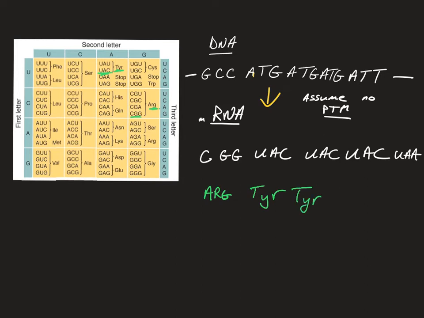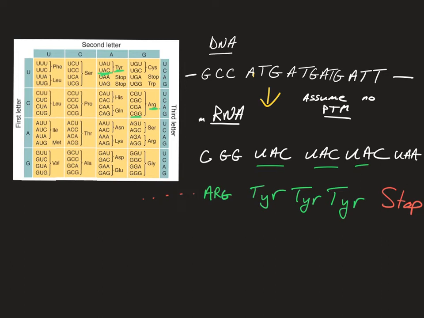What's the next one? Tyrosine, you got that in a row as well. So you got 3 tyrosines in a row. Then what do you get? Then you get a stop. Then it stops. That's it. This could be a very long protein, but the very end of it is arginine, tyrosine, tyrosine, tyrosine. Is everybody okay with that? Yeah. All right.